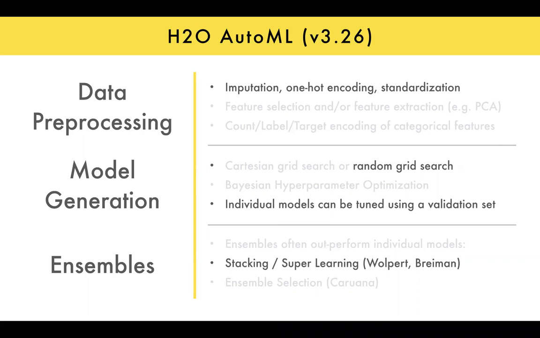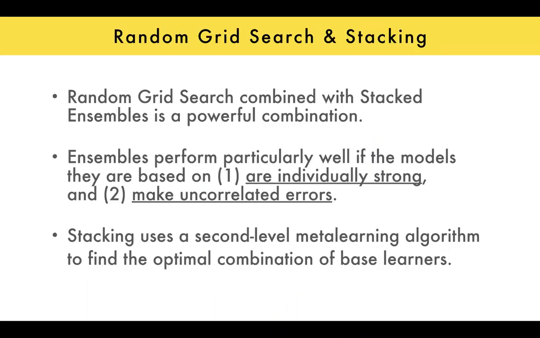For model generation, what we do is a combination of random grid search and stacking. I think on the next slide I might have some information about that. So why do we do this? One reason is that in H2O, we have grid search, and then we have something called random grid search, which is just randomly selecting from a grid and then training models.